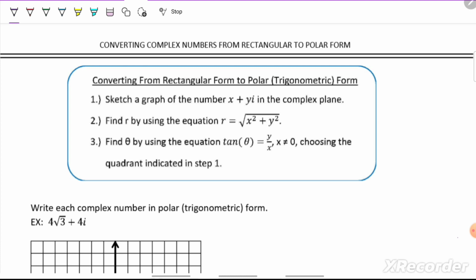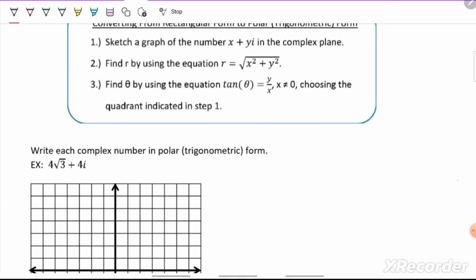We'll find r by using the fact that r equals the square root of x squared plus y squared, and then we'll find theta using the equation tangent of theta equals y over x, where x is not 0, and we'll choose the correct value of theta, because we're going to get 2 when we do our inverse tangent. We're going to choose the correct value based on the quadrant our graph ends up in. And then we just plug it into our r times CIS of theta formula.